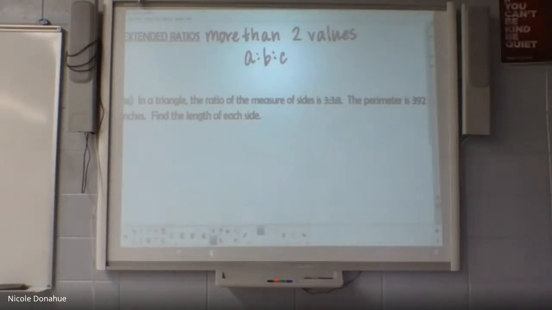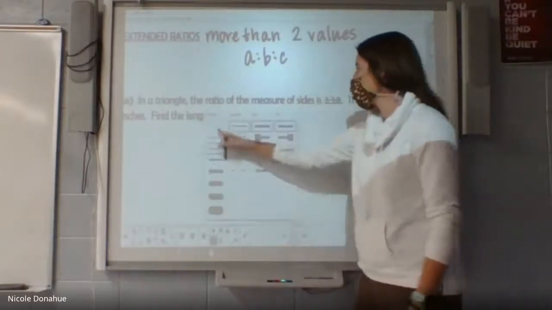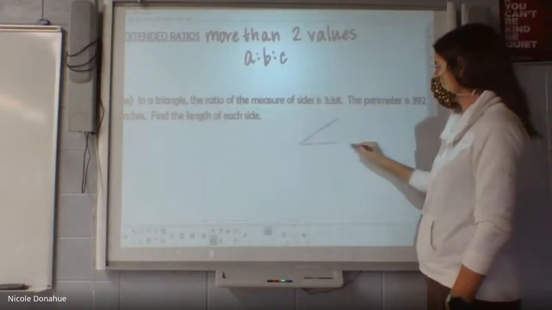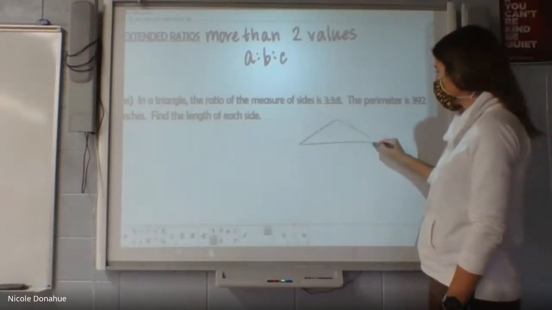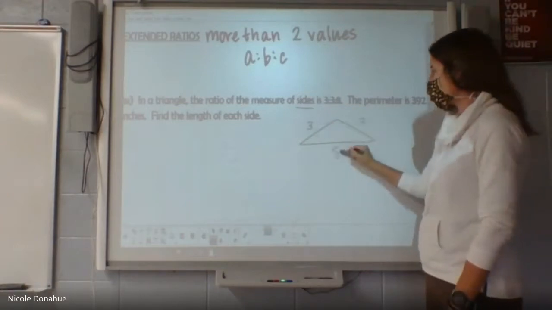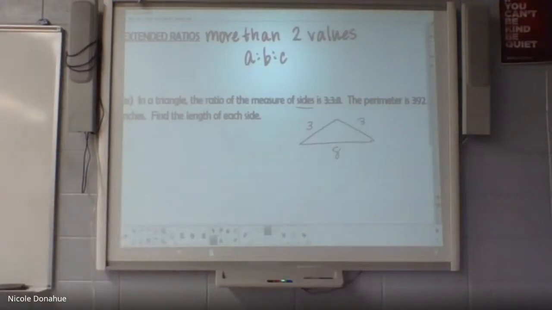It says, in a triangle, the ratio of the measures of the sides is 3 to 3 to 8. The perimeter is 392 inches. Find the length of each side. So a triangle, I'm going to draw. The ratio is 3 to 3 to 8. This is talking about sides, so I'm going to call this 3, and this 8. That makes sense. But then it tells me the perimeter is 392 inches.